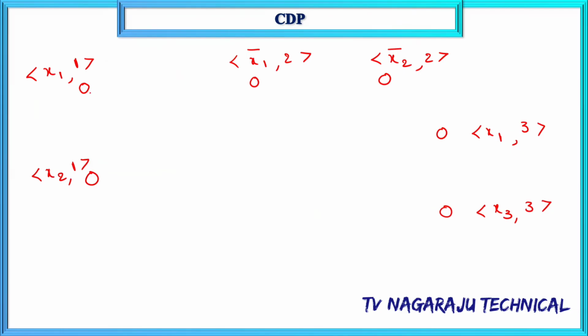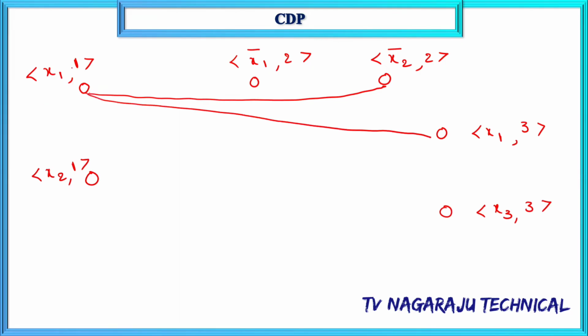First, the x1 to x1 bar edge is not present. Now the x1 to x2 edge is present. Yes, I'll write that the edge is present. Now x1 to x1, is it possible or not possible? Possible. Why? This belongs to class 1, this belongs to class 3. Different classes, so the edge is possible. The x1 to x3 edge is possible.